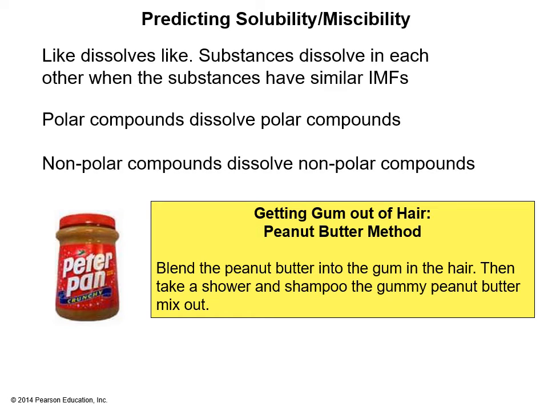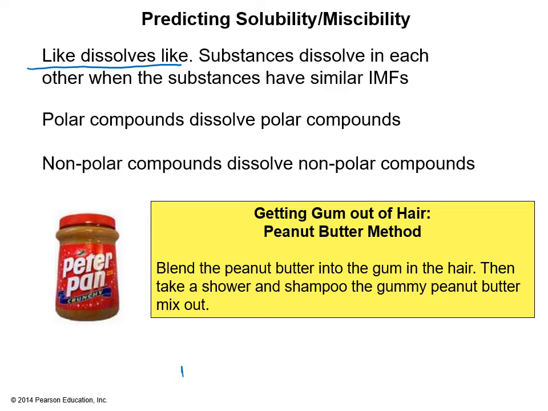How do we predict if something is soluble or miscible? Well, again, it all depends on the intermolecular forces. There's a phrase, like dissolves like. Substances dissolve in each other when the substances have similar intermolecular forces. Polar compounds dissolve polar compounds. Nonpolar compounds dissolve nonpolar compounds.